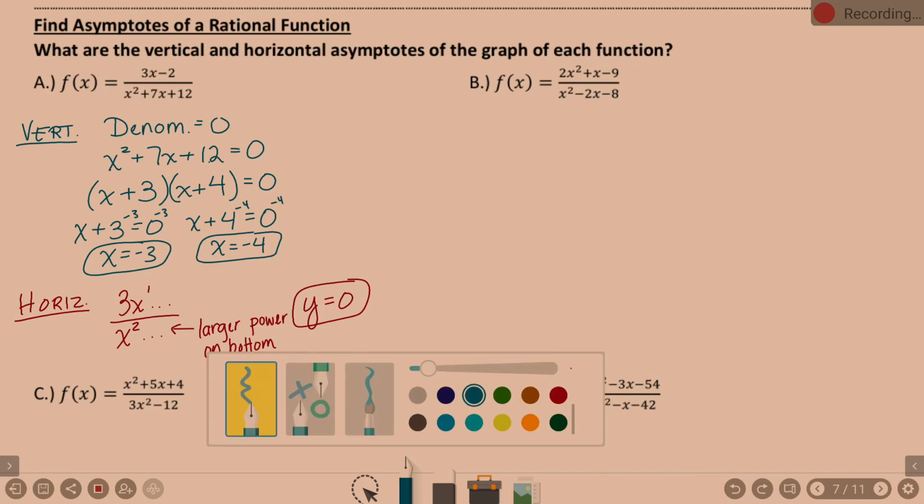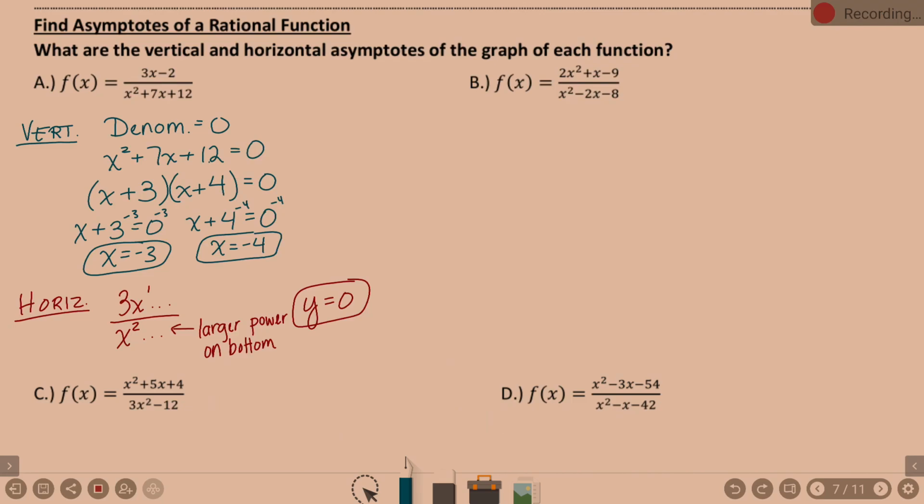Okay, let's try B. F of x equals 2x squared plus x minus 9 over x squared minus 2x minus 8. I'm going to start by finding my vertical asymptotes. How do we find vertical asymptotes, generally speaking? Yeah, the denominator equal to 0. So my denominator, x squared minus 2x minus 8 equals 0.